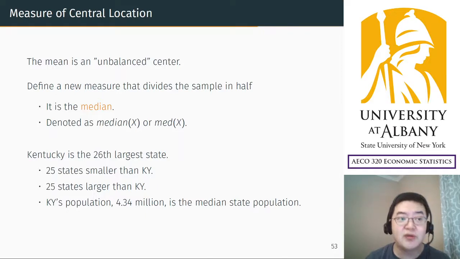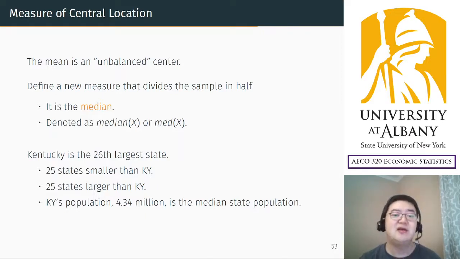We are going to call that the median. Its idea is simple. The median is simply the middle value. Where is the middle value? We are going to denote it as median of x, or simply MED of x. Both stand for median. And in our example, as I said, we have 51 states, including DC. So then, where is the middle?